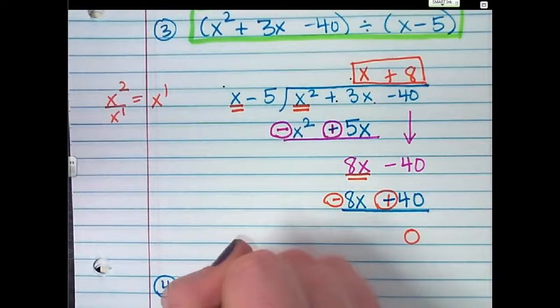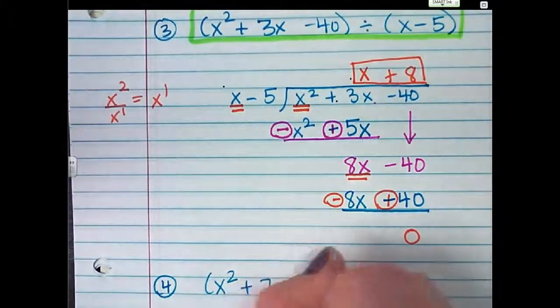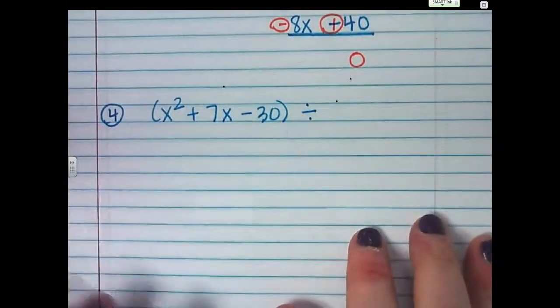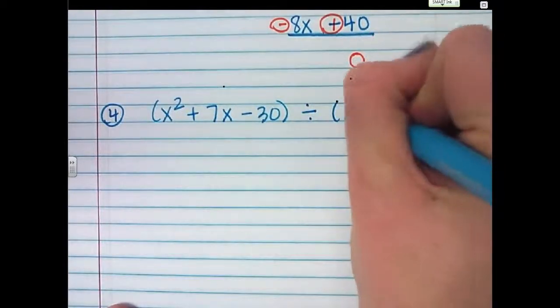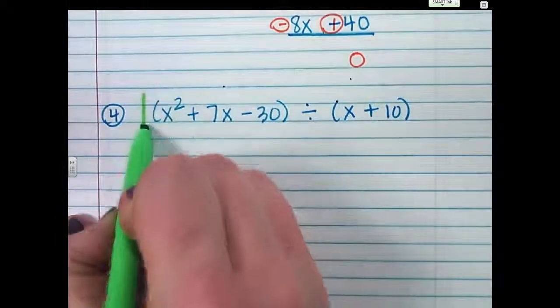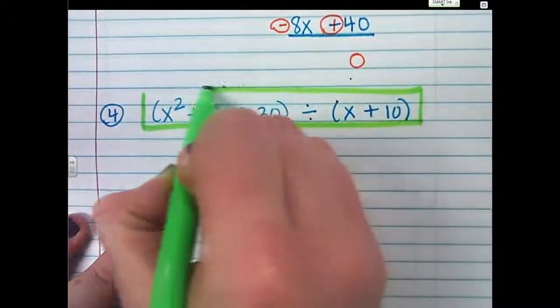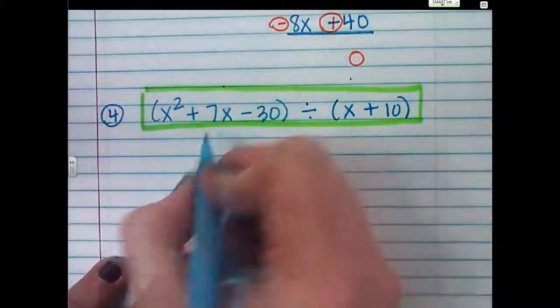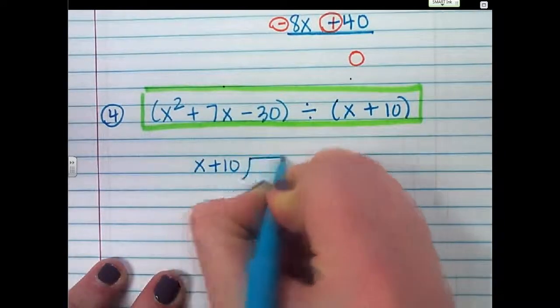Okay, next one. X squared plus 7x minus 30 divided by x plus 10. So set it up on your paper. The small one goes on the outside, the big one goes on the inside. x plus 10.